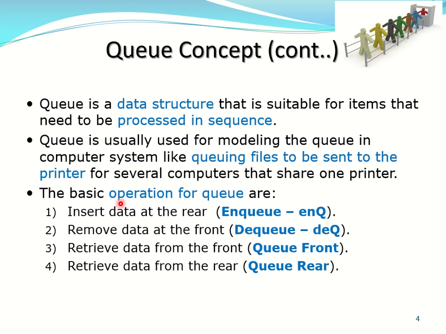And several operations for queue: enqueue, which inserts data at the rear. Second, remove data at the front, we call it dequeue. Retrieve data from the front, we call it queue front. Retrieve data from the rear, queue rear.